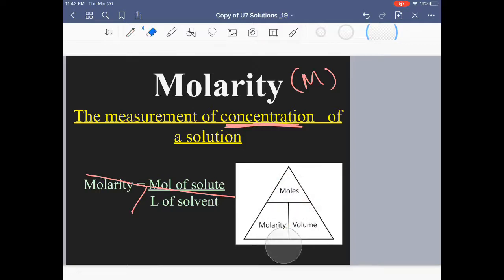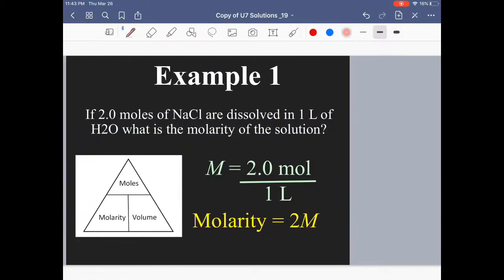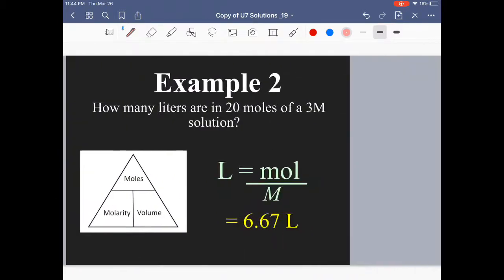All right, so we should all be pretty familiar with that math triangle there. So let's look at an example. If 2.0 moles of NaCl are dissolved in 1 liter of solution of H2O, what is the molarity of the solution? So 2 moles over 1 liter of volume would be 2 divided by 1, which is 2 molar. All right, example 1, that was a pretty simple one. Let's flip and go to example 2.